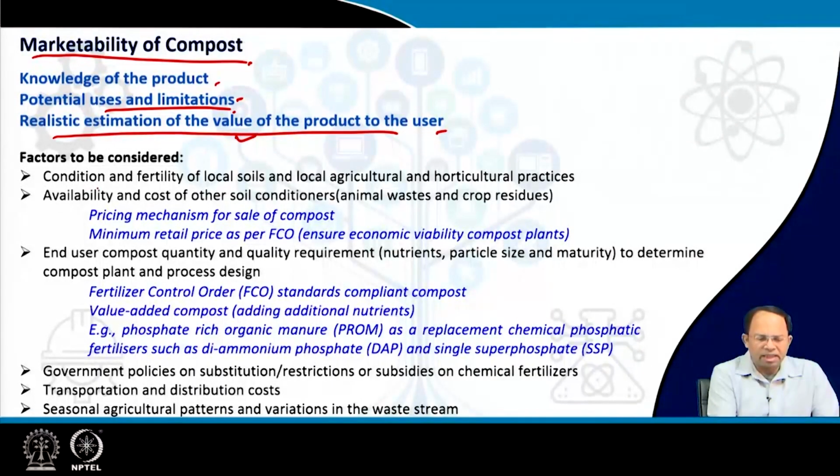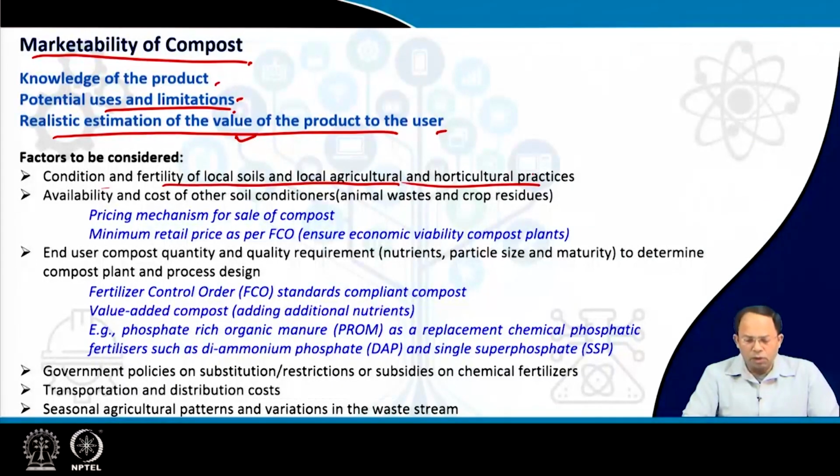So, we have to understand the condition and the fertility of local soils, and local agricultural and horticultural practices. Then we know what kind of compost or what quality of compost is required, and the availability and cost of other soil conditioners such as animal waste and crop residues. Then the pricing mechanism for the sale of compost. So, based on that, we have to determine what sort of price we can set for compost.